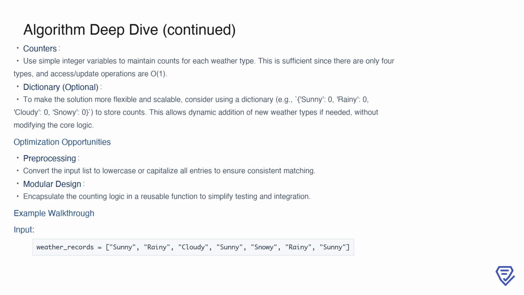To further optimize the solution, pre-processing the input list to ensure consistent formatting, such as converting all entries to lowercase, is helpful. Additionally, encapsulating the counting logic in a function makes the solution modular, which simplifies testing and integration. Now, let's walk through an example to see this algorithm in action.